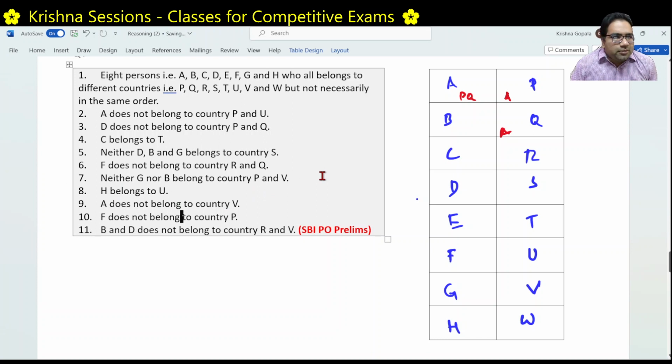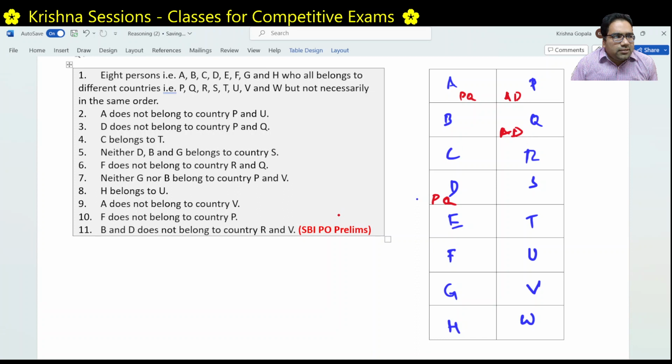Doesn't matter. Now, D does not belong to country P and Q. So in D, P and Q cannot happen. Similarly, in P also D will not happen. Q also, D will not happen.